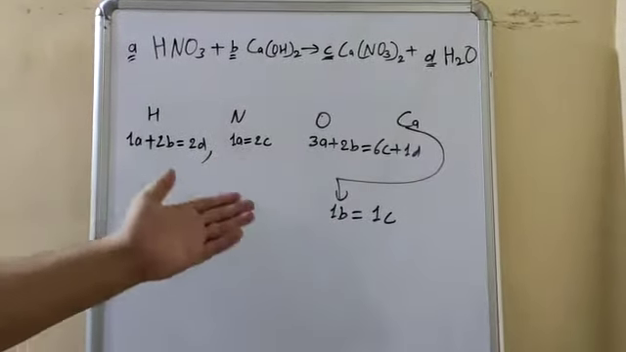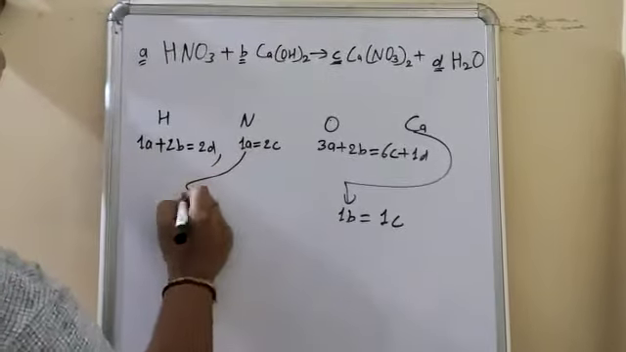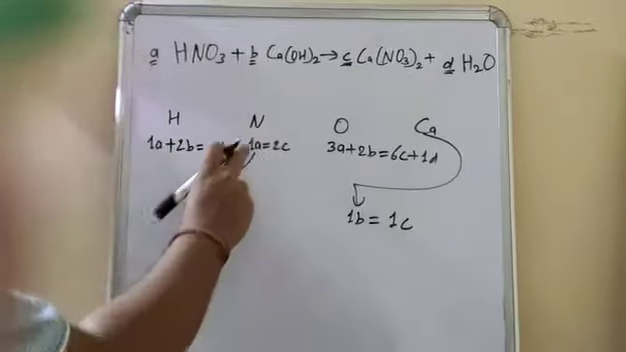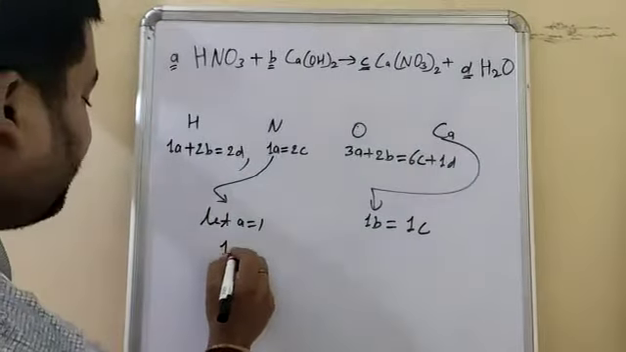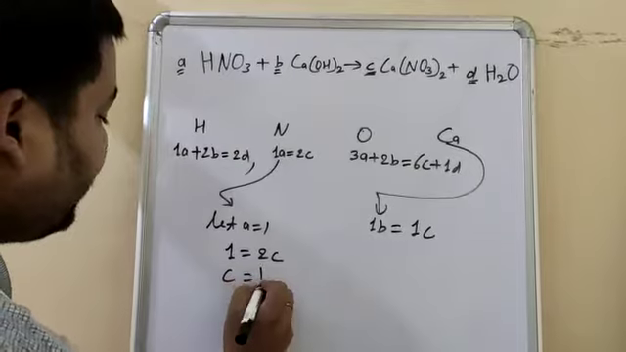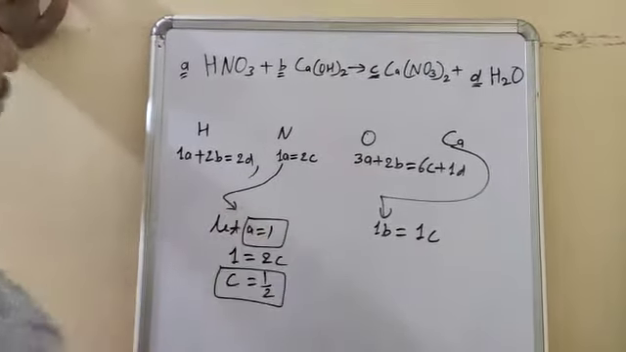So you can take A equal to 1. Simple. So let A be equal to 1. Now if A is equal to 1, means 1 is equal to 2C. So C is equal to 1 by 2.